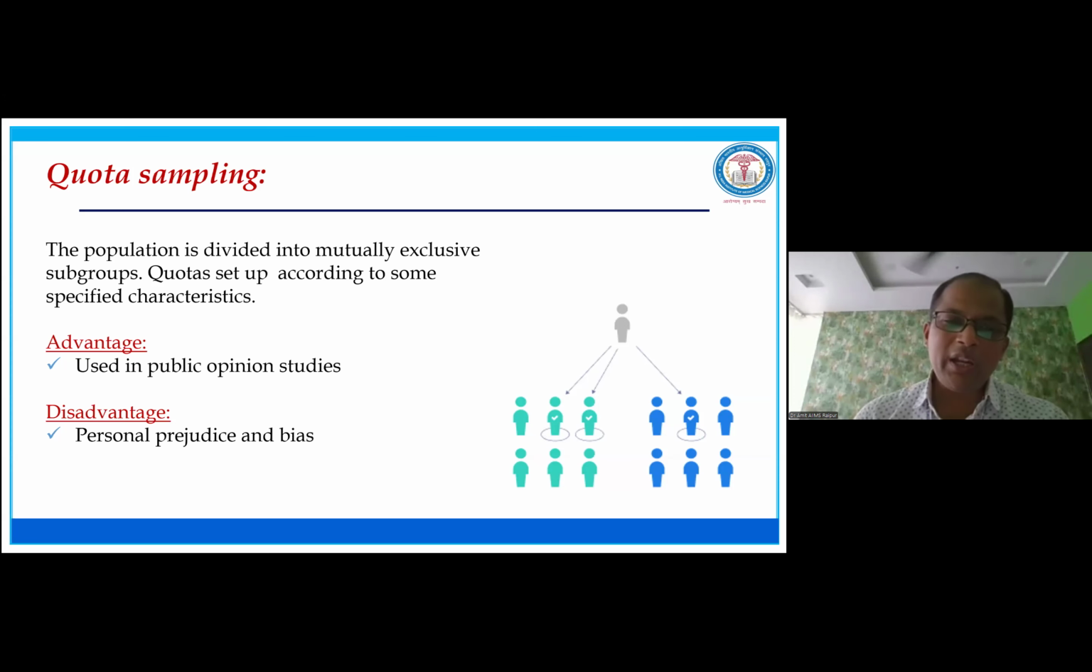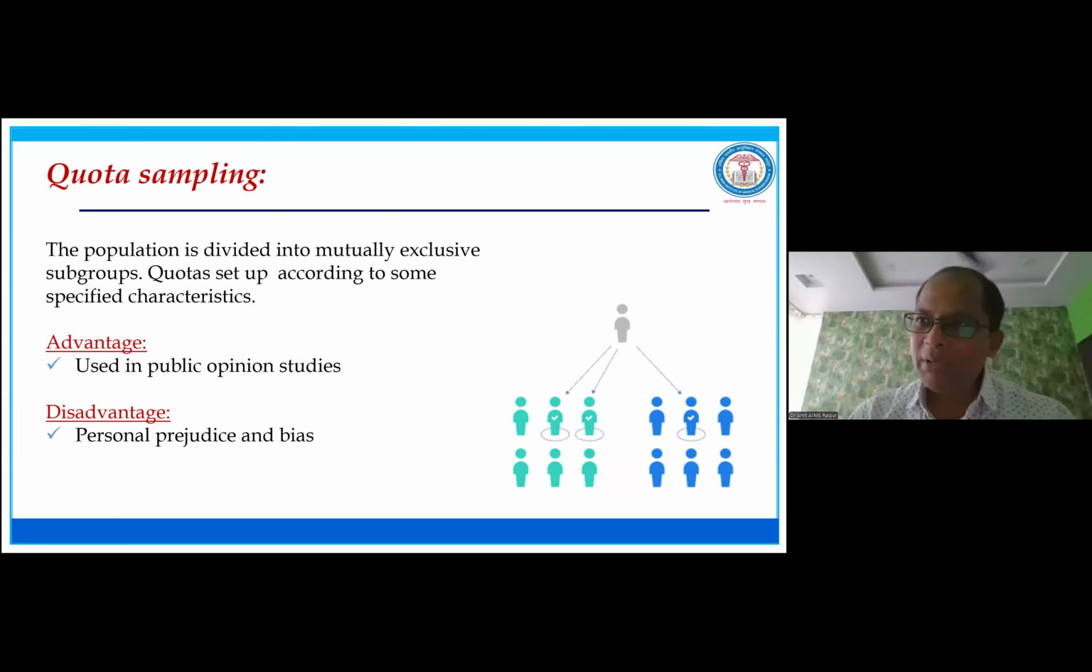It is usually done for public opinion studies, and it has many biases, because the researcher or investigators are taking the whole decision regarding whom to include and whom not to include. So there are many biases in this kind of sampling.